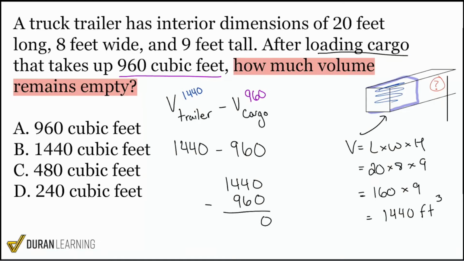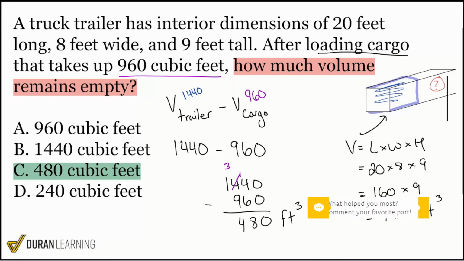Then we'll borrow right there. 14 minus 6 gives us 8. Then 13 minus 9 gives us 4. And that is the difference in the volume, everybody. That is the answer, 480 cubic feet, which makes it answer choice C. And there we go, everybody. Again, this was a problem where volume was involved, but it wasn't the only thing we had to do. We had to subtract, and that's how we got it.